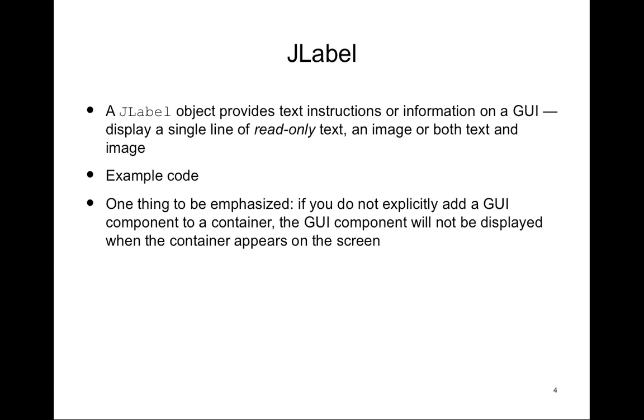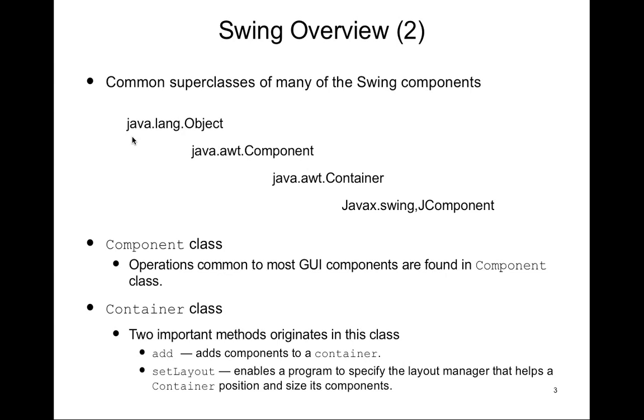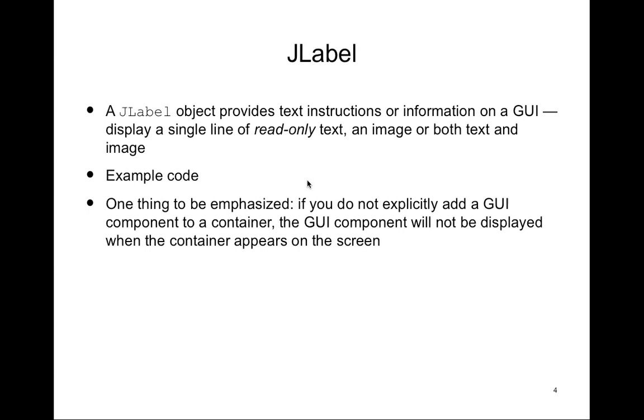So what I'm going to do is go through the components and work up through the hierarchy, give you the foundational stuff, and then we'll look at some examples. We'll see how it's done programmatically. So what we have is the JLabel. JLabel is the object that provides read-only text. You can't type in it. As I mentioned before, you just put the words on the screen. I'll show you some example code in a few minutes.